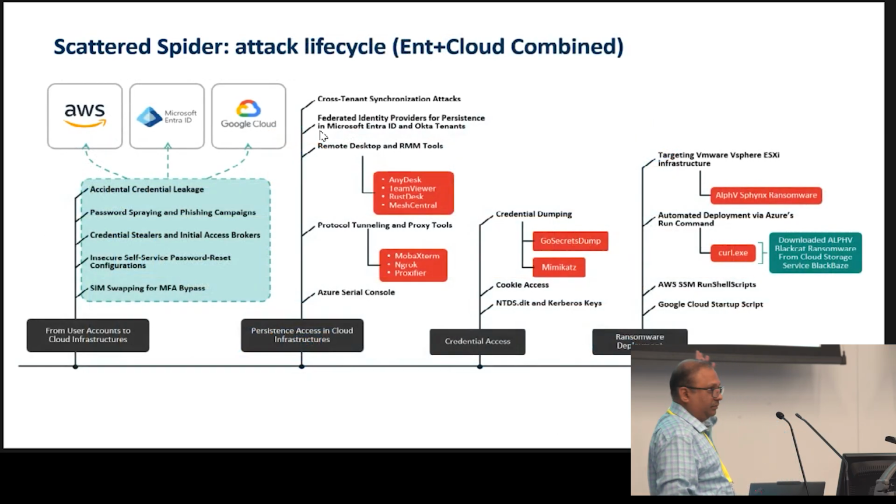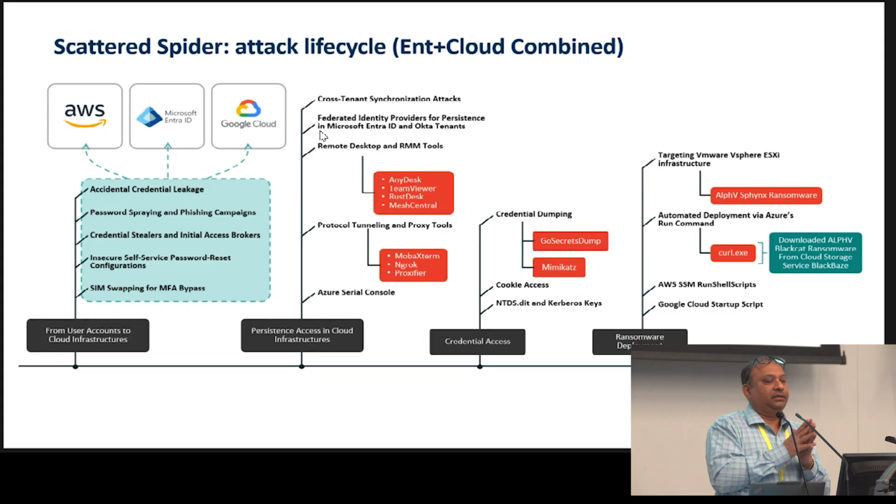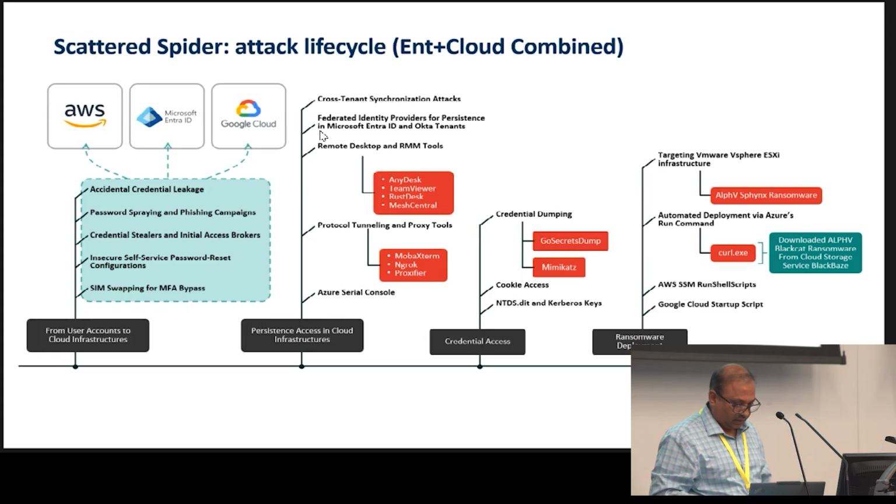Now, this slide is combining everything together: the enterprise attack as well as the cloud attack. For the user account, they're able to get the passwords, they're in. The next thing is they're doing persistence, and they're able to access the cloud. Next, based on credentials, they're able to dump credentials on the endpoint from the hashes or from the Kerberos tickets. They gather that information and then finally deploy ransomware.